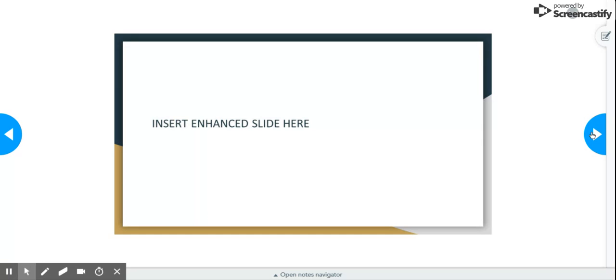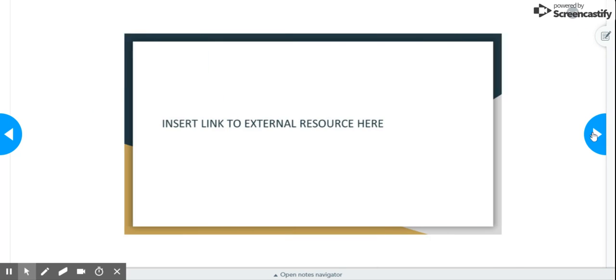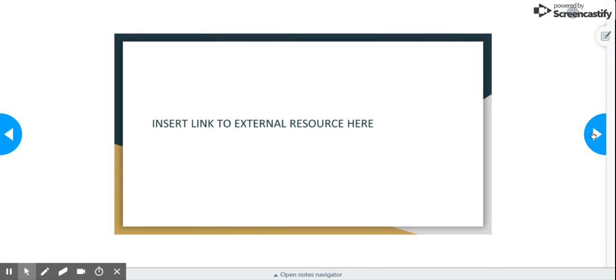I would always begin with a super engaging enhanced slide here from Nearpod. That might be an interactive field trip. It might be a 3D model. It might be any number of the library of interactive resources that are available through Nearpod. And it also would be content specific.